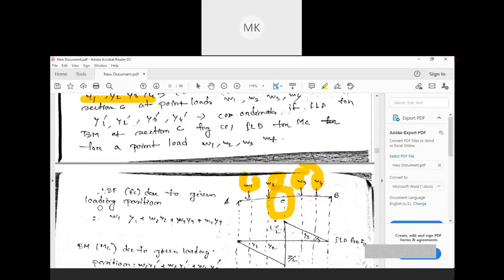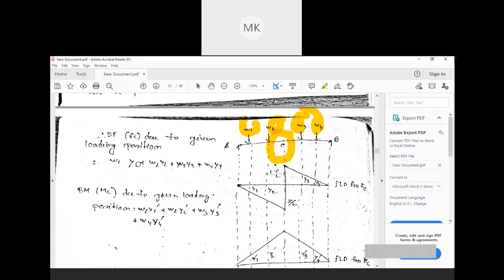Now see here, what is the difference between the earlier case and this one? For finding out the shear force, what is the difference between finding the SF for a single point load and for more than one point load?